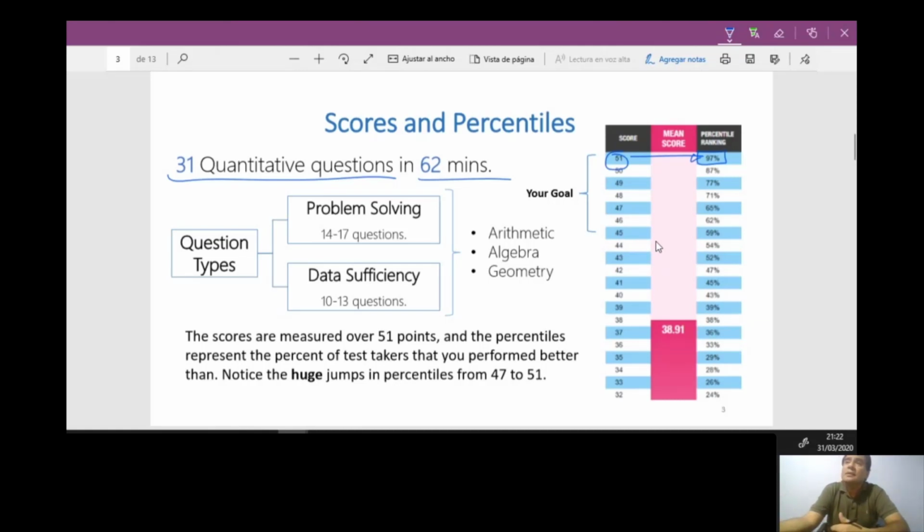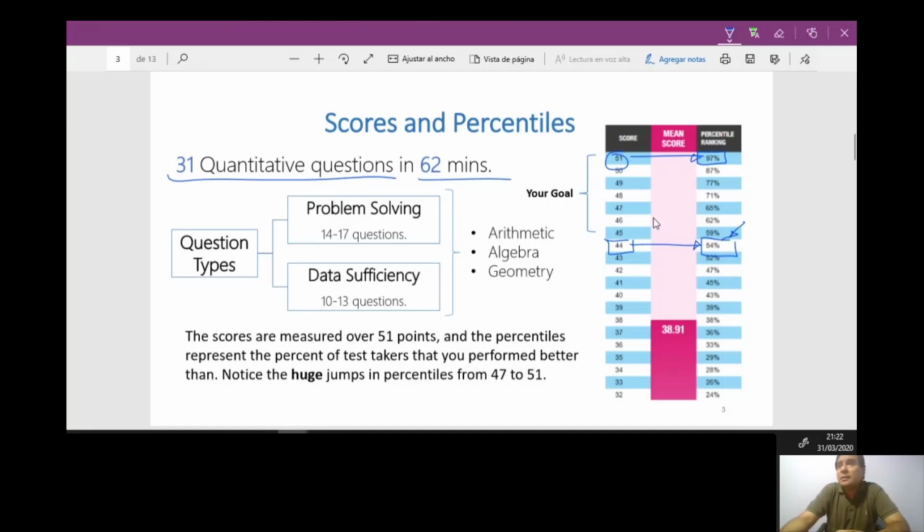Okay? So, for example, let's say that you get a 44 in the quantitative section. Your score is 44. What does it mean? That you did better than 54% of all test takers in the last 3.5 years. That's the meaning of this number here.